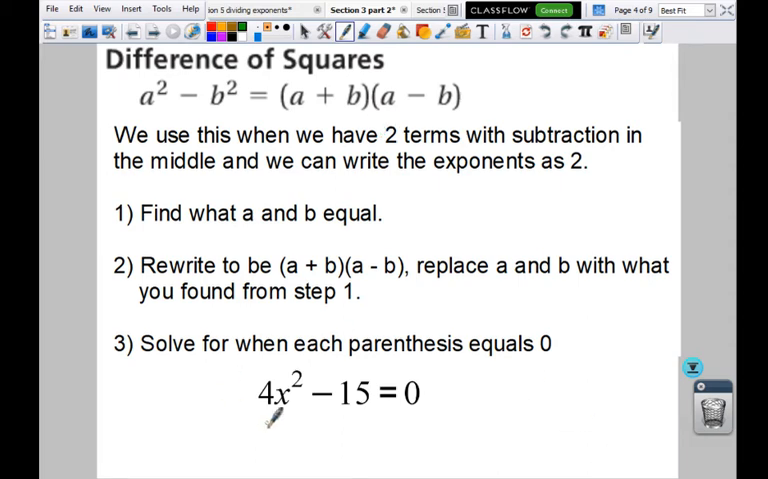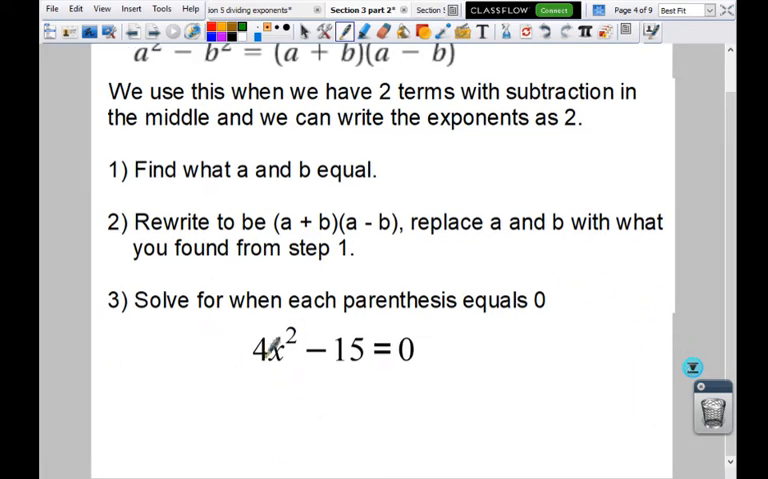So we're going to have to do some finagling in here, because if I'm looking at this problem right here, is 4x squared an a squared? No. And 15 is not a b squared. So here's how I'm going to finagle it. I want to take this 4x squared right here, and I want to make it look like an a squared. Basically what I'm going to do is rearrange this 4 and this x squared to be something inside parentheses squared.